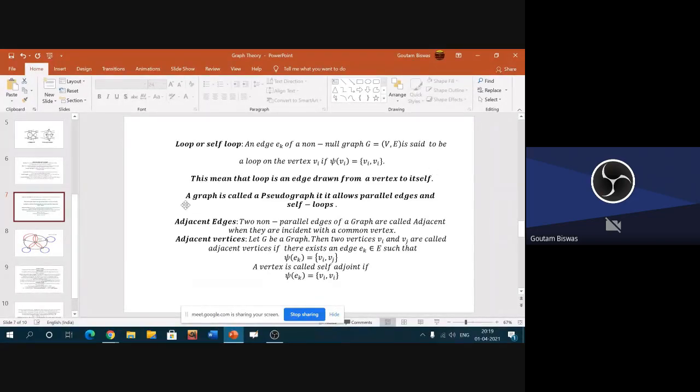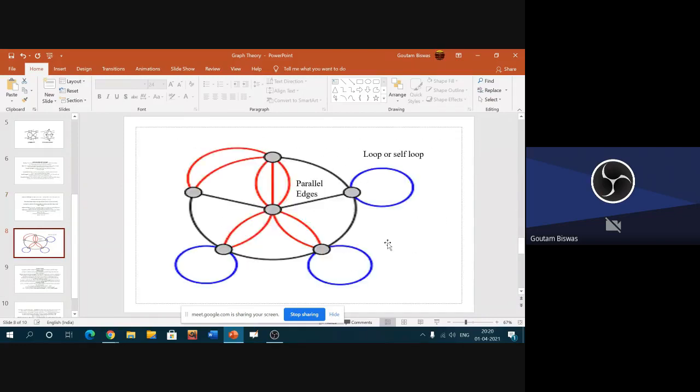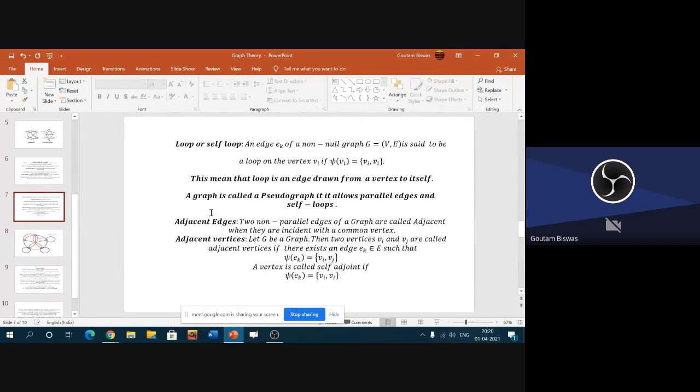A graph is called a pseudograph. It looks like a graph, but it is not a graph, if it allows parallel edges and self loops. This is a pseudograph because it allows parallel edges, and it also allows self loops. It's a very complicated type of graph. Your syllabus does not contain the theory of pseudographs, so we shall only define it. Next, you understood what a pseudograph is. Now, adjacent edges.